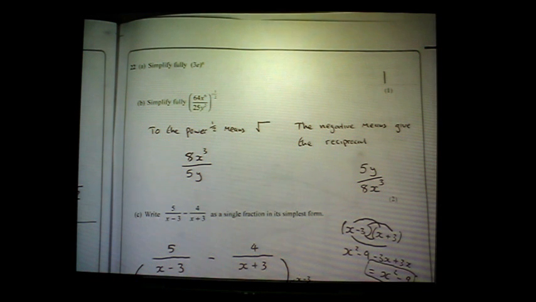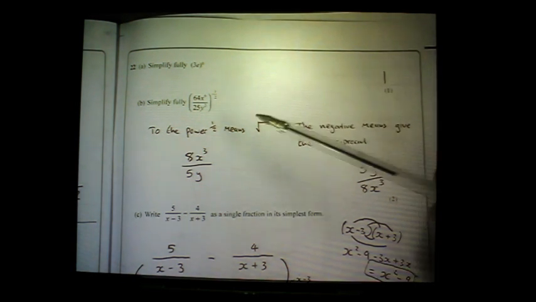Simplify fully 3a to the power... Oh, that's my pen, excuse me. Okay, question 22. Simplify fully 3e to the power 0. Anything to the power 0 is always 1. You need to know that. Next one.